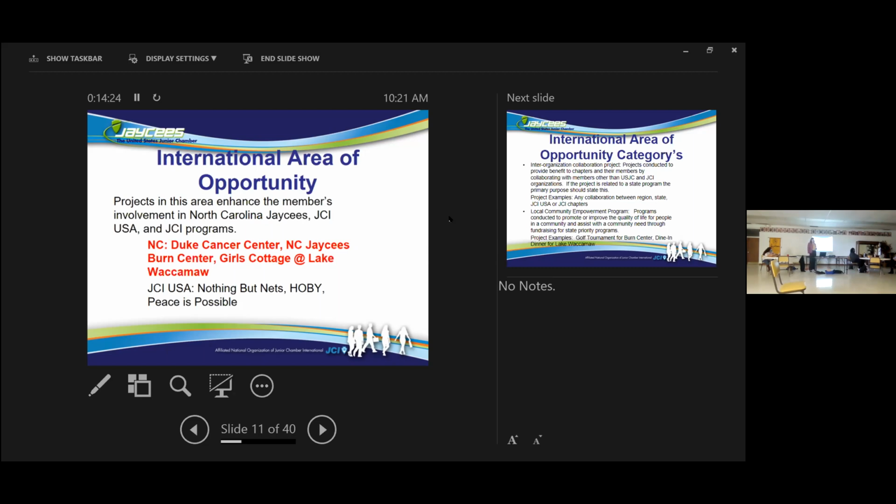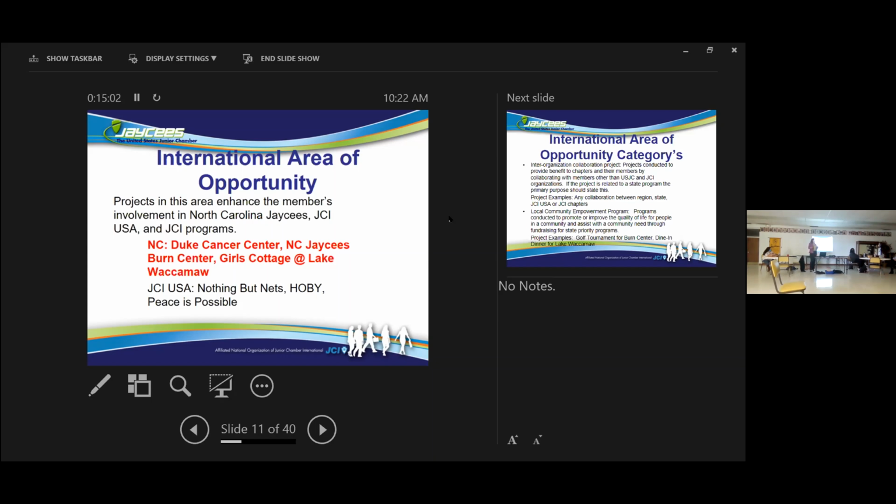And then on the JCI USA level, they do have a couple of priority projects: the Nothing But Nets program, HOBie, which several of us have been part of, and then also Peace is Possible. What does HOBie stand for? The HOBie program stands for the Hugh O'Brien Youth Leadership Seminar. Hugh O'Brien was an actor back in the 50s. His claim to fame was playing Wyatt Earp, or the Lone Ranger, one of those Western characters.